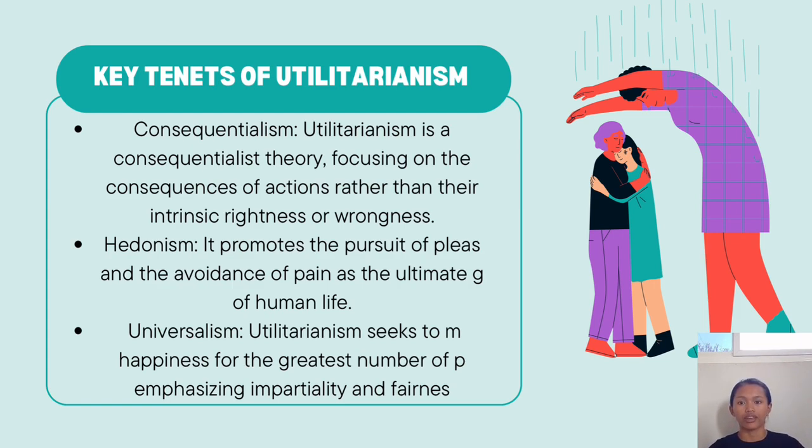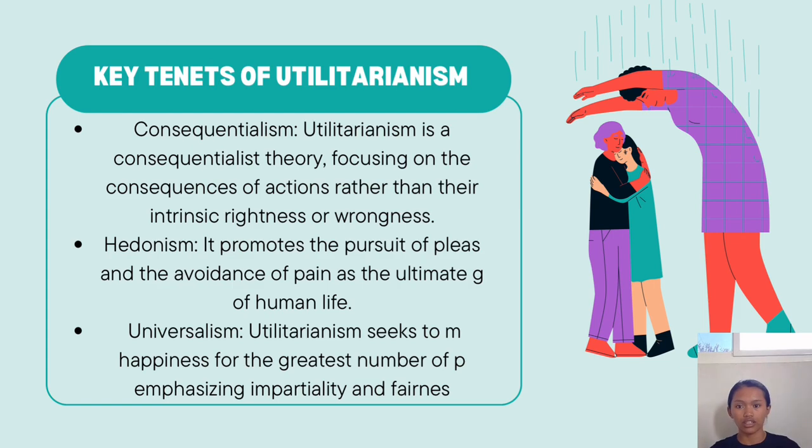Next, the second one is hedonism. Hedonism in utilitarianism means that pleasure or happiness is the highest good, while pain is something we should avoid. The goal is to increase happiness and reduce suffering. For instance, helping a classmate understand a lesson can create happiness for both of you, so that action is considered good.